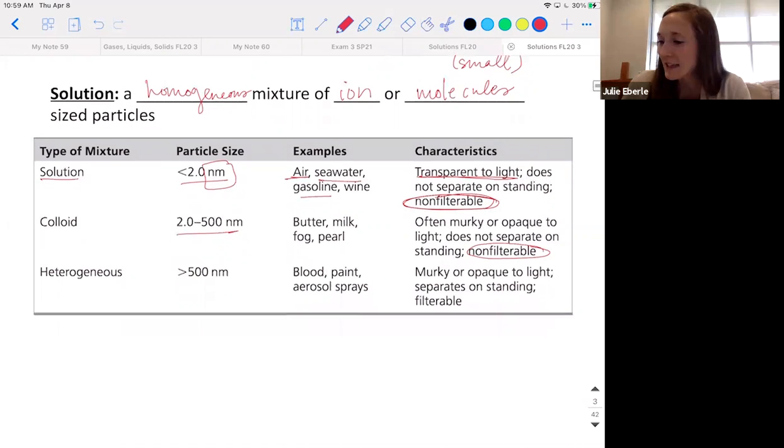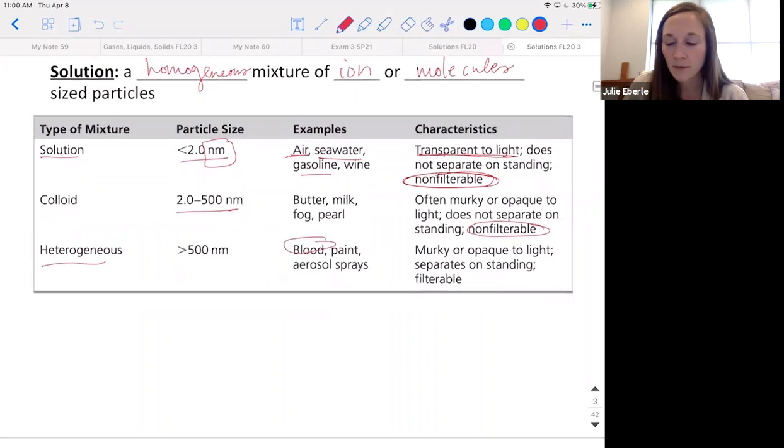That's gross. And then heterogeneous mixtures. These have particles that are huge, 500 nanometers, which is still really small, but compared to solutions, it's 500 times or 250 times bigger. So my favorite example of a heterogeneous mixture would be blood. Let's think about blood for an example.